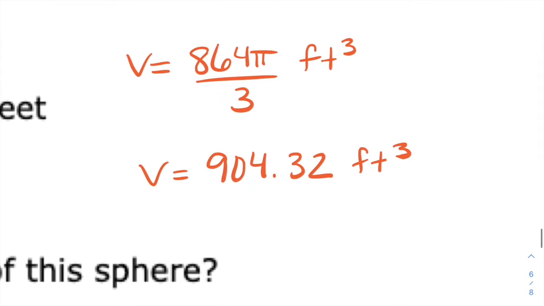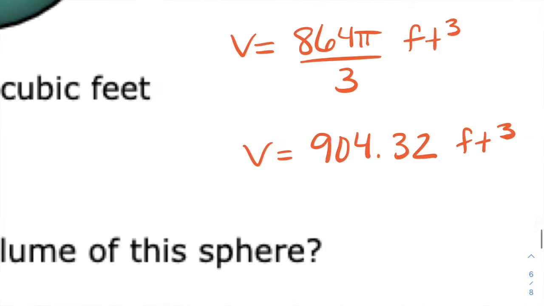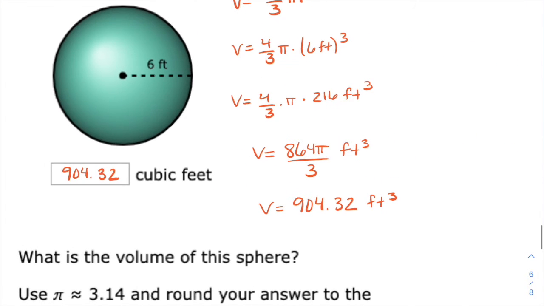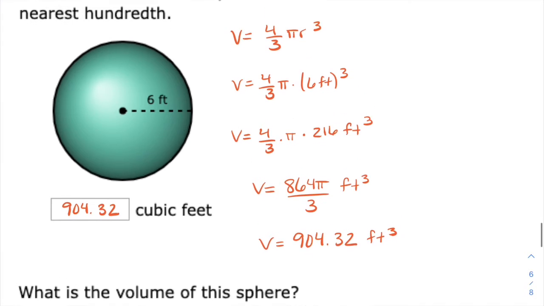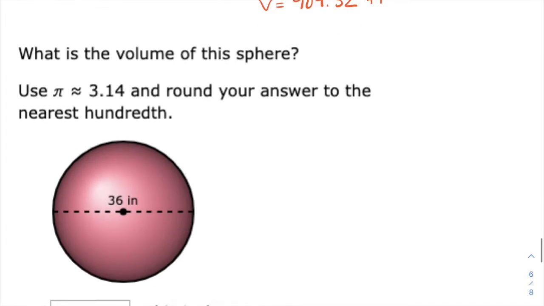And it wants me to round to the nearest hundredth. And guess what? It's already in the hundredth place, which is awesome. So the answer is 904.32 feet cubed. Okay, that's it. So let's do the next one.